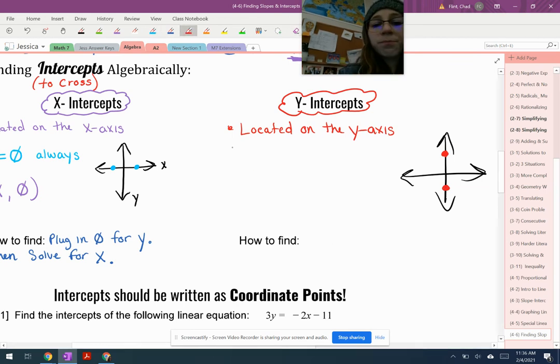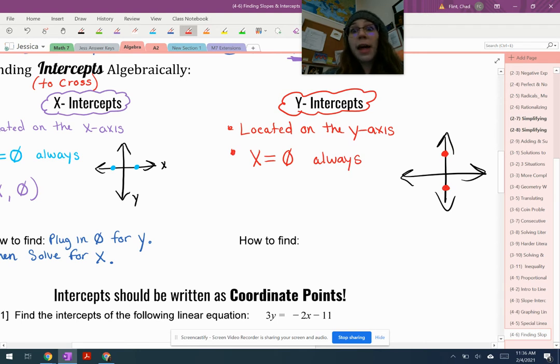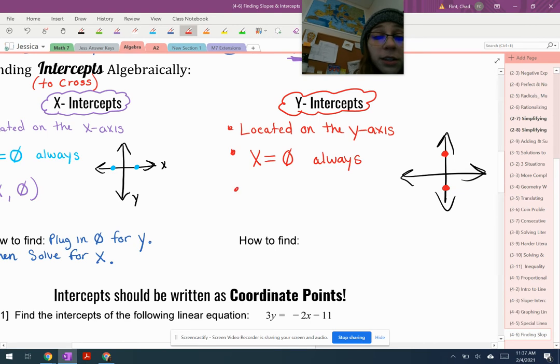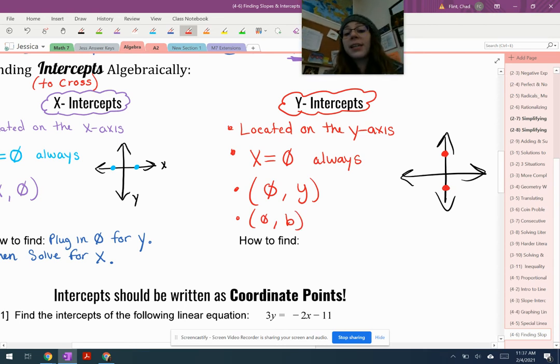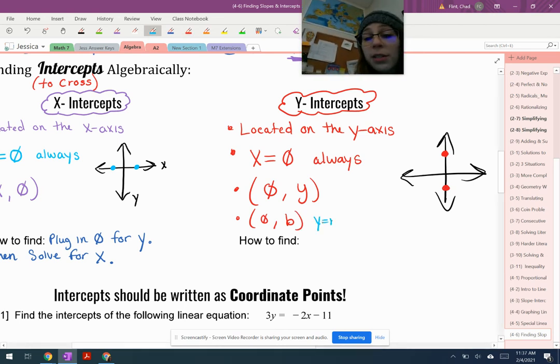Let's keep the red this time. So here, x is equal to 0, always. And yes, they're opposite of each other because that's what happens. In order for a point to be on the y, or the up and down axis, you're not moving over side to side at all, so x has to remain 0. Which means it's going to look like the coordinate point 0, comma, whatever that y value is. Or if you're looking at your slope-intercept form, 0, comma, b, from y equals mx plus b.